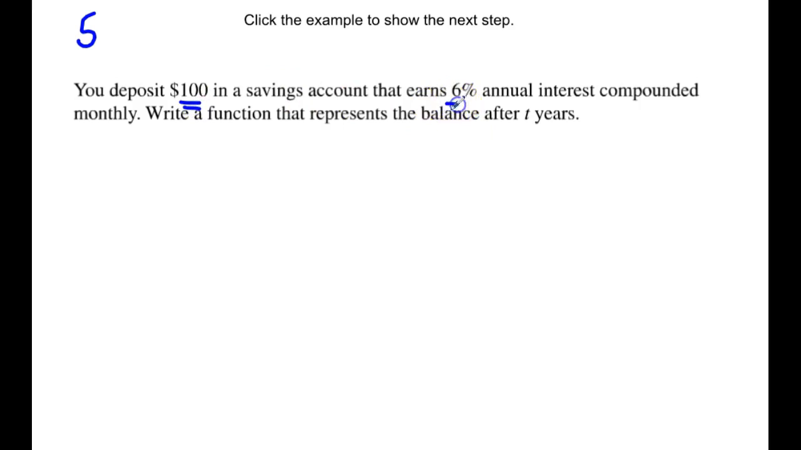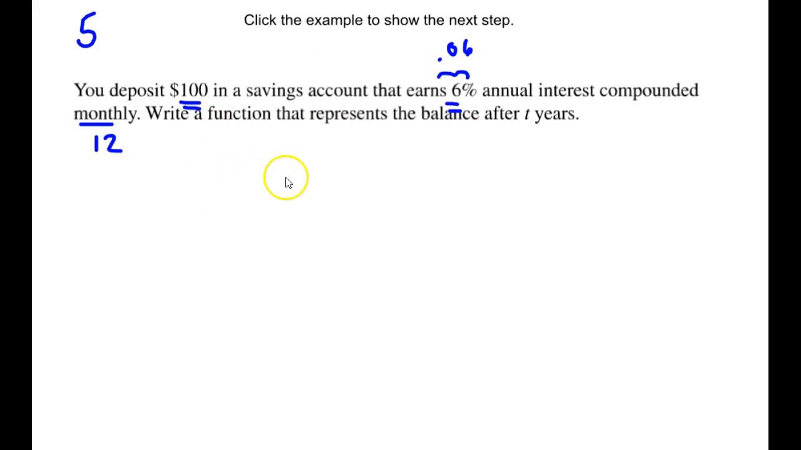I have my percentage, and I don't like percentages when I'm dealing with numbers, so I want to go ahead and make this into a decimal. So I move it over twice, so it's 0.06. My interest is compounded monthly. Well, I know that monthly means there are 12 months in a year. So then I'm going to write my function.